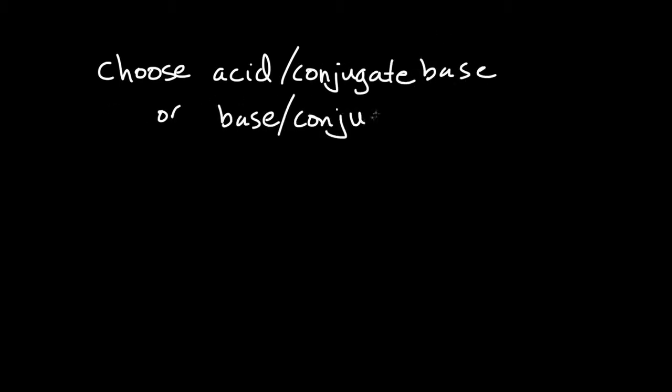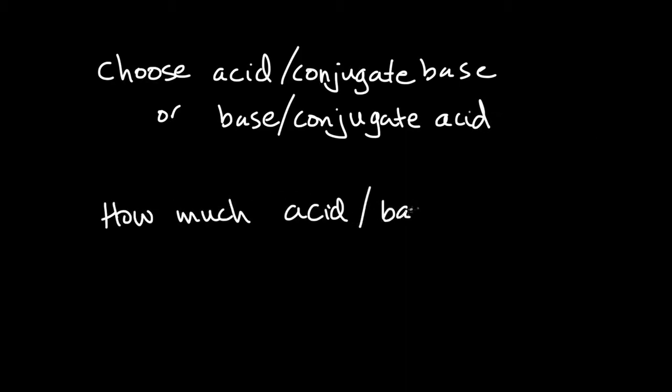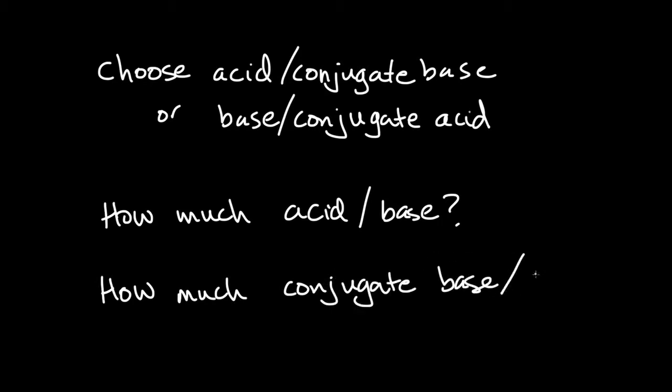First, you have to choose your specific acid conjugate base or base conjugate acid pair. Then you have to decide how much of the weak acid or base you want to use. Finally, you have to decide how much of the conjugate species you want to have at equilibrium. Each of these decisions affects the pH and buffer capacity of your final buffer. Let's look at each of these in turn.